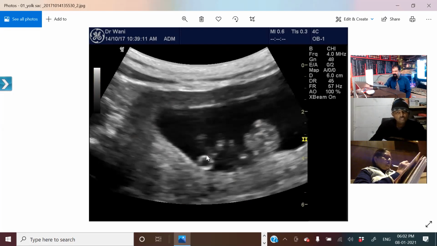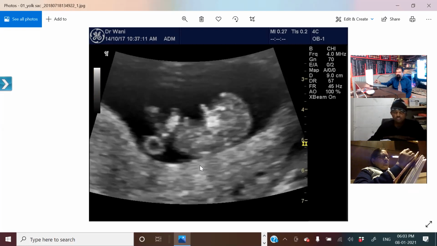This is how the yolk sac looks like. This is the yolk sac. You have to measure this yolk sac, and it should not be less than 2 and should not be more than 6. And this is how we are taking the CRL.